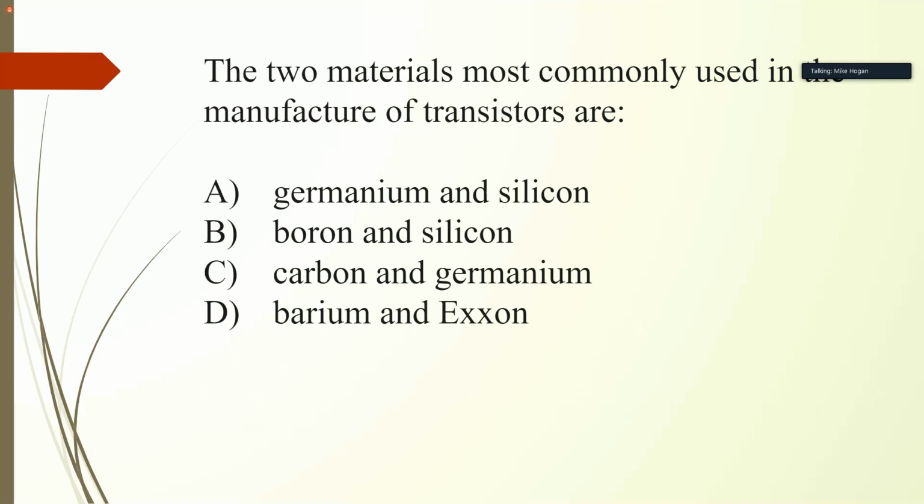Two materials commonly used in transistors. D, barium and xenon. Definitely not, right? A, exactly. Germanium and silicon. Those are going to be the two. Now, do you remember what the appropriate voltage is required to forward bias silicon and germanium? That was my question. 0.7. 0.7 for silicon, and how much for germanium? 0.3. Very good. Perfect.